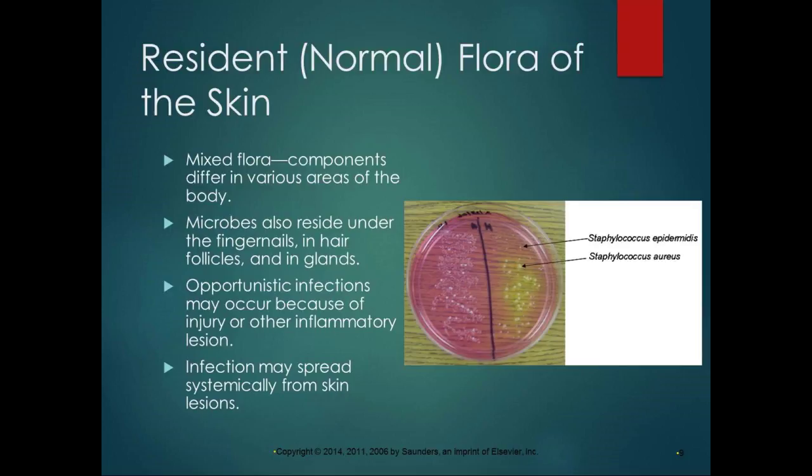So microbes also reside under our fingernails, in our hair follicles, and in glands. So these guys are opportunistic pathogens, meaning they're not going to cause any trouble normally, but when they get someplace where they're not supposed to be because of injury or inflammatory lesion, they can cause infections. And infections can spread systemically from skin lesions. So it's really important to protect your skin. One thing you really notice working in a healthcare facility is you go, oh my gosh, I got a paper cut, I better wash that and cover it up. You really start to become far more aware of the importance of your skin barrier.